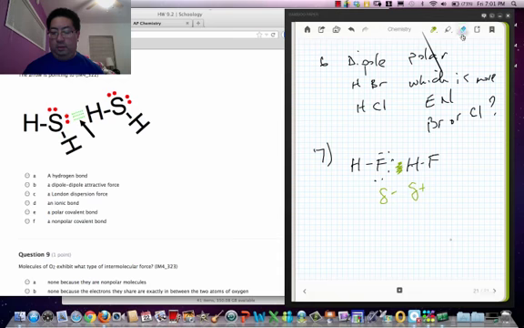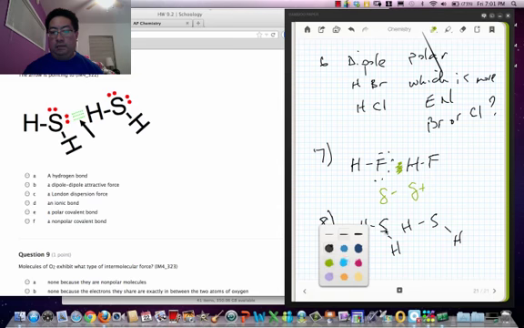Oh, let me get the right color pen. There we go. So for number 8, we're looking at H, S, H, and then an H, S, H, and then there's an attraction here that's in green. It doesn't want to do it. So there's an attraction here in green. Come on, green. There.